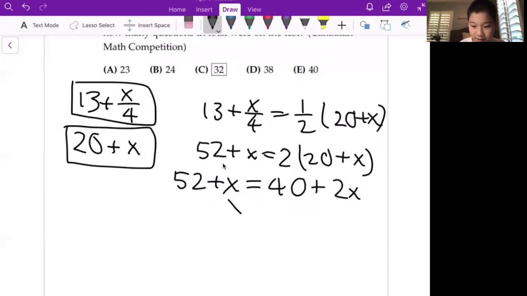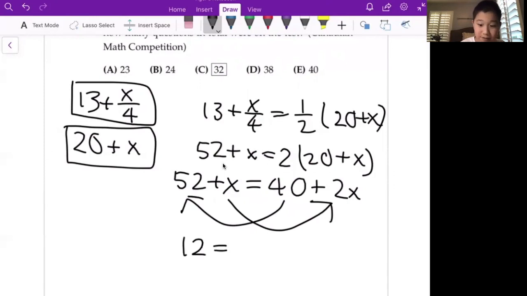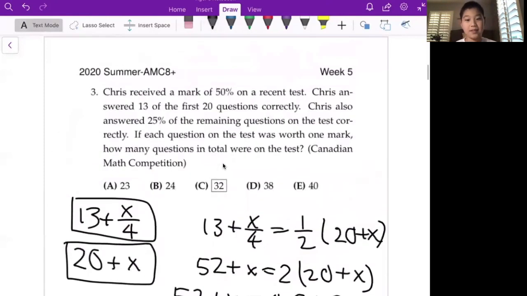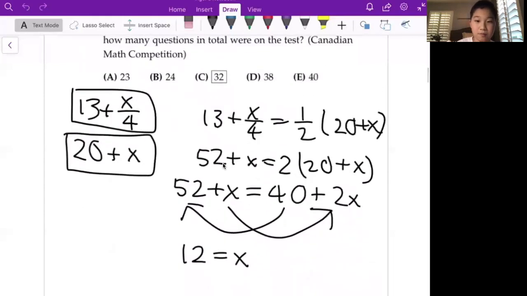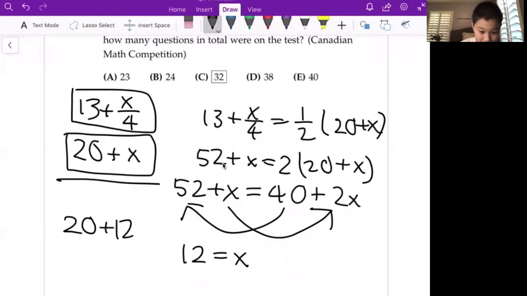So then move this x to the other side, and then move this 40 to the other side. We're left with 12 equals x. So x is equal to 12, but that's not our answer. It says how many questions in total were on the test. So the total is 20 plus x. So 20 plus 12 equals 32.